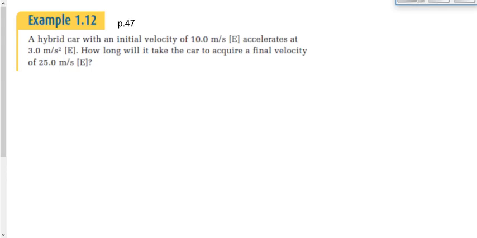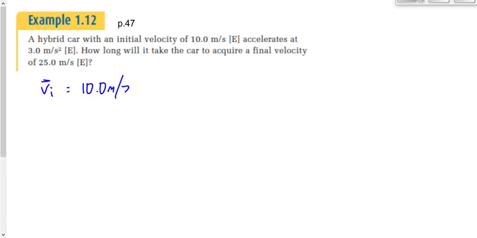1.12 on page 47, we have this hybrid car with an initial velocity of 10 meters per second accelerating at 3 meters per second squared. How long does it take to reach this velocity? I'm going to write some numbers down. You're going to tell me what my givens are. 10 meters per second represents what? Yep. Good. That's my initial velocity.